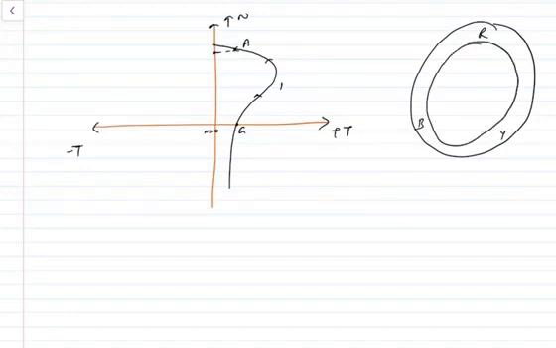So then the phase sequence, or the direction of the rotating magnetic field, will always be from R to Y to B. Getting it? R to Y to B. So your direction of rotation will be like this.